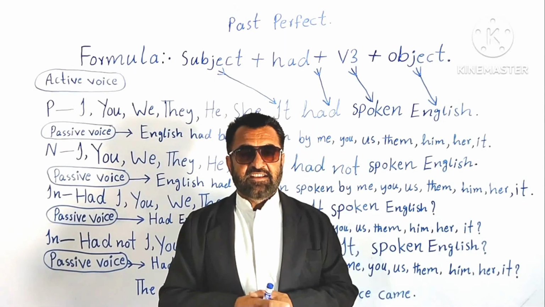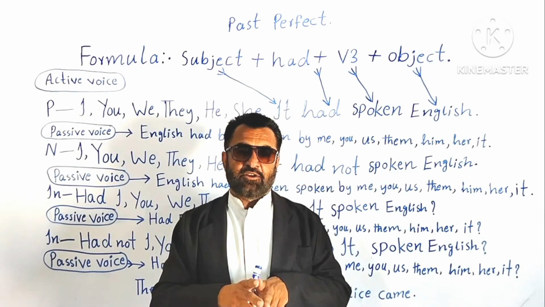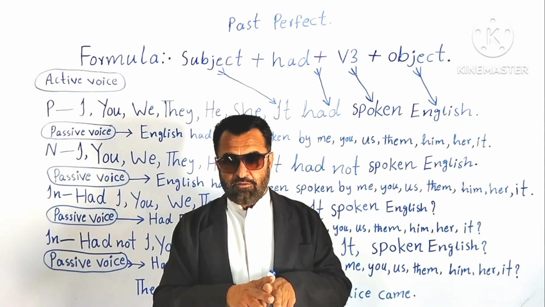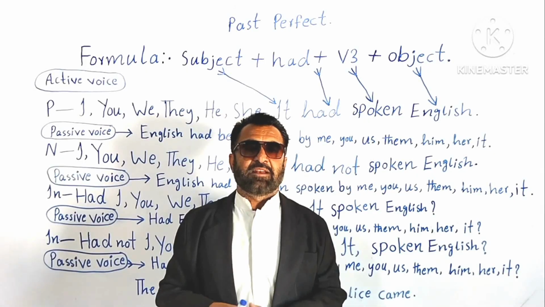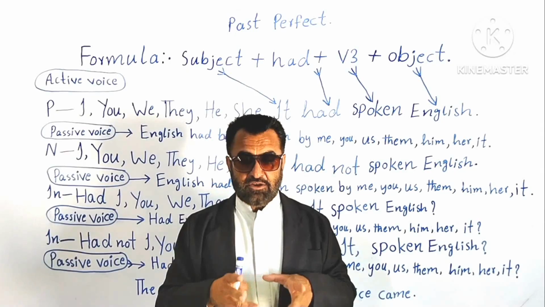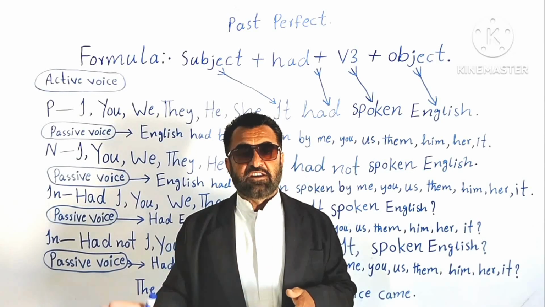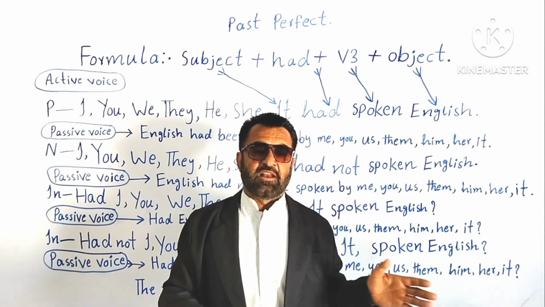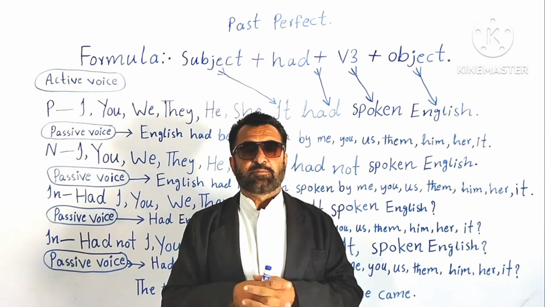As I said, when two actions are to be mentioned at the same time, you have to make two sentences of them. One should be in past perfect, the other in past simple. This is because you want to differentiate between these two sentences, which one happened before and which one happened later. Understood?